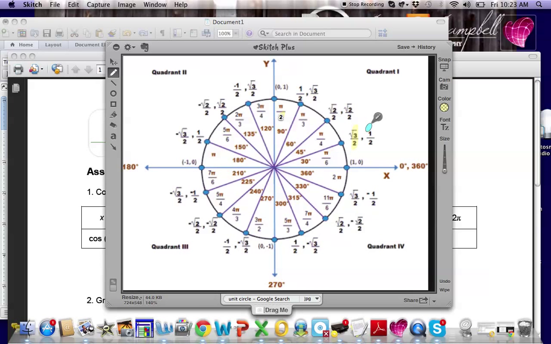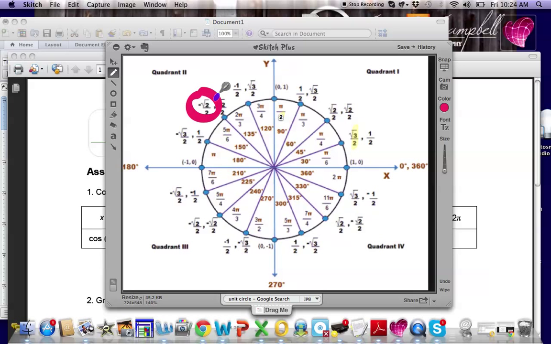Okay. So let me ask you another one. What is the cosine of 5 pi over 6? Take a minute. Think about it. The cosine of 5 pi over 6 is right here. This value. Okay. Negative square root of 3 over 2. How did I know that? Well, I went to 5 pi over 6, and then I looked at the x-coordinate, and that is the value.